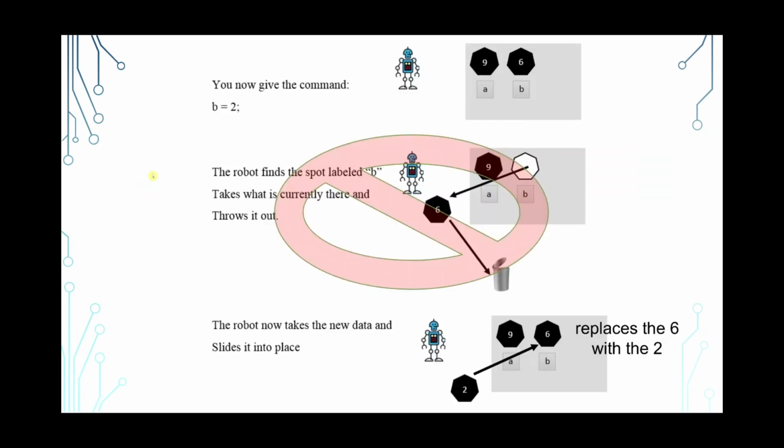So now you give the command b equals 2. So the robot finds the spot b, takes what's currently inside, throws it to the garbage, and replaces it with 2.